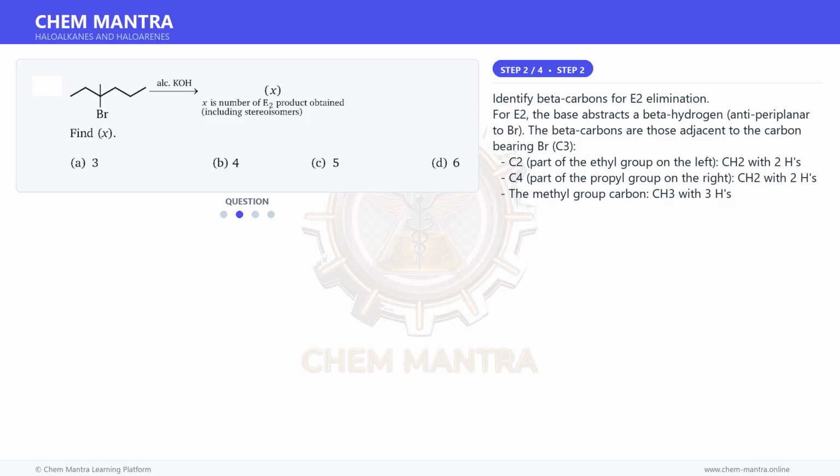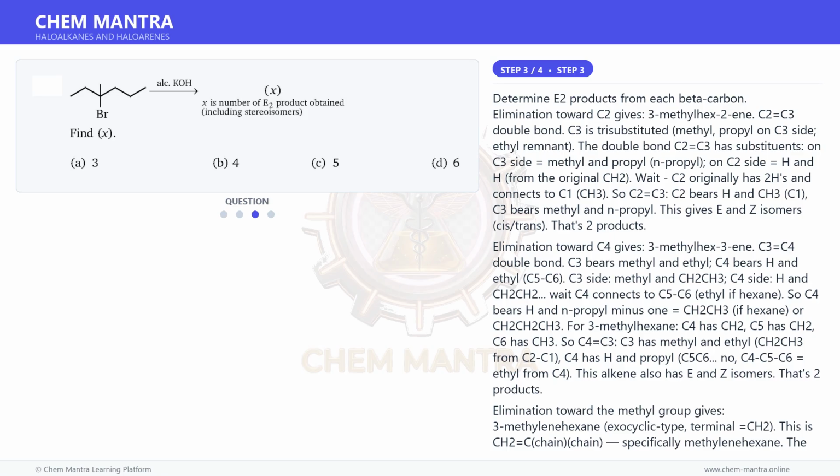Identify beta carbons for E2 elimination. For E2, the base abstracts a beta hydrogen, antiperiplanar to Br. The beta carbons are those adjacent to the carbon bearing Br, C3. C2, part of the ethyl group on the left, CH2 with 2 H's. C4, part of the propyl group on the right, CH2 with 2 H's. The methyl group carbon, CH3 with 3 H's. Moving on to the next step.